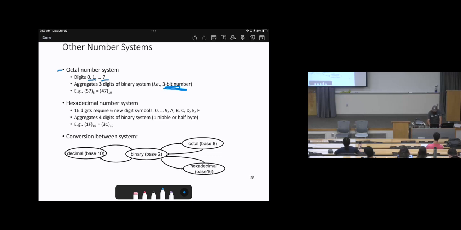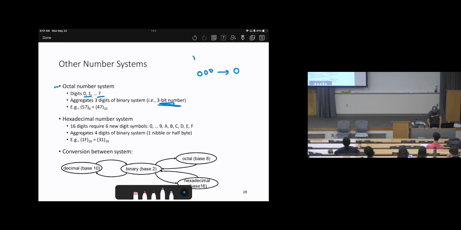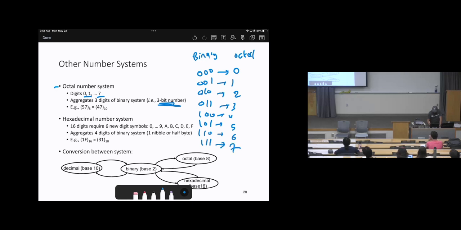How? We can assume 000 as 0. Here is octal, here is binary. 000 as 0, while 001 as 1. 002, I'm sorry, it's not 2, we are in binary. 010 as 2. 011 as 3. 100 is 4, 101 is 5, 110 is 6, 111 is 7. Okay?